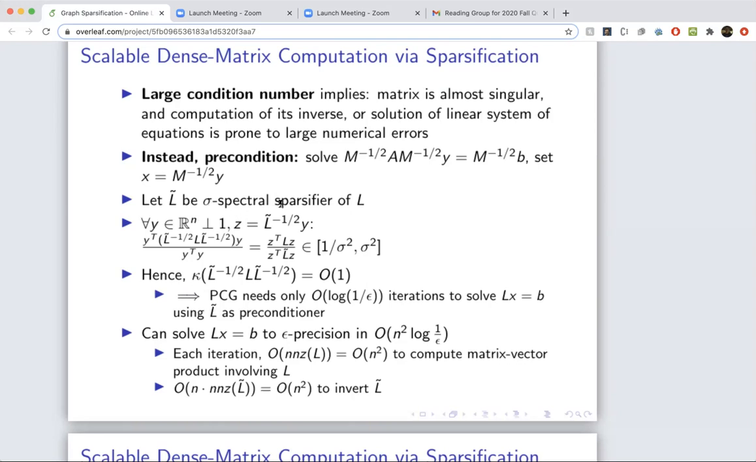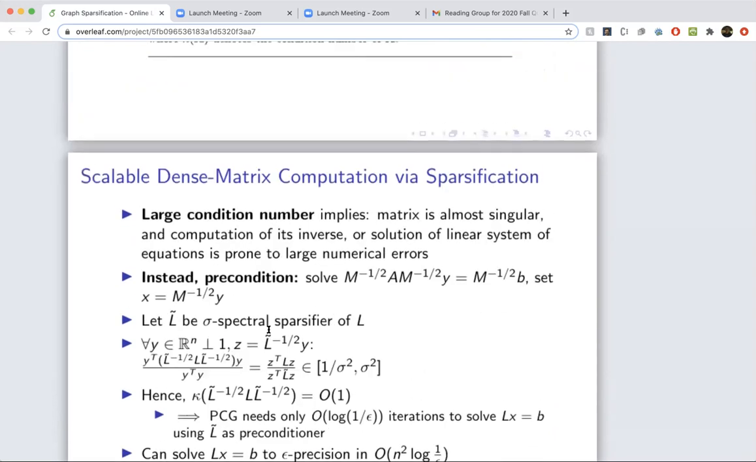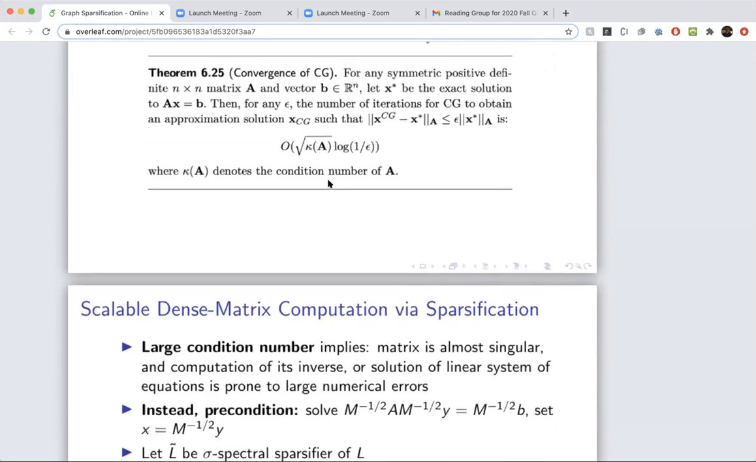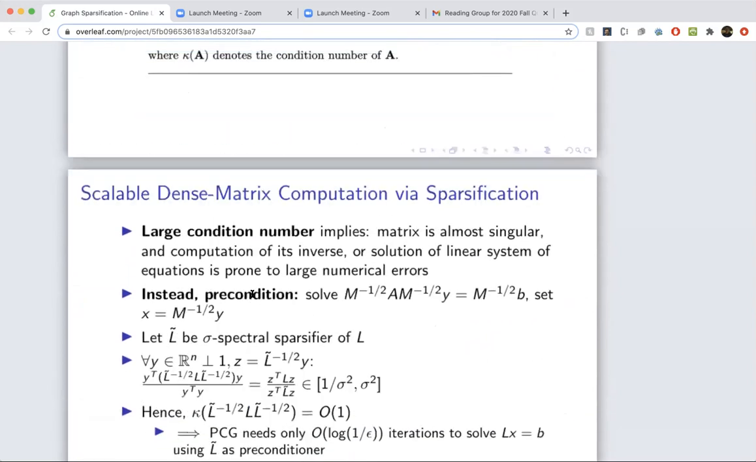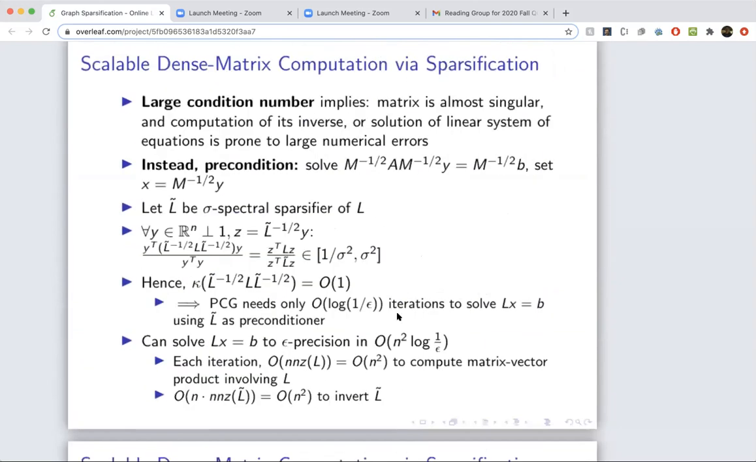And by the definition of sigma spectral sparsification, this value is going to be in the range 1 over sigma squared to sigma squared. So based on how similar your sparsifier gives you a graph that is to L, you can get a constant condition number that can be really low if we use this preconditioning matrix here, where M is going to be equal to L tilde to the negative 1/2 times L tilde to the negative 1/2. And because this condition number is going to be on the order of a constant, we see that preconditioned conjugate gradient only requires big O of log of 1 over epsilon iterations to solve our Laplacian system.